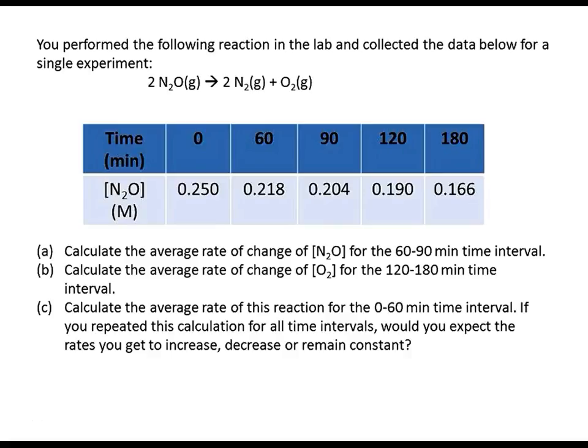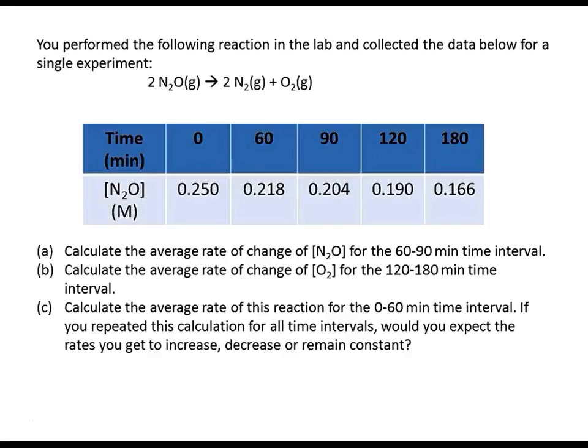We have in our data table time with minute intervals, 0, 60, 90, 120, and 180 minutes. And then the concentration of N2O, which is our reactant concentration, as a function of each of those time points. So part A, we're going to calculate the average rate of change of N2O for the 60 to 90 minute time interval.